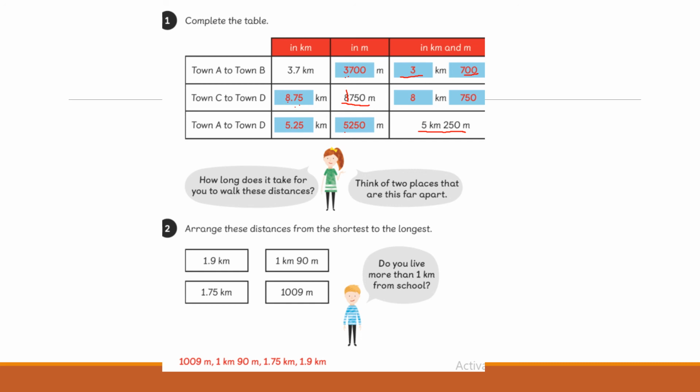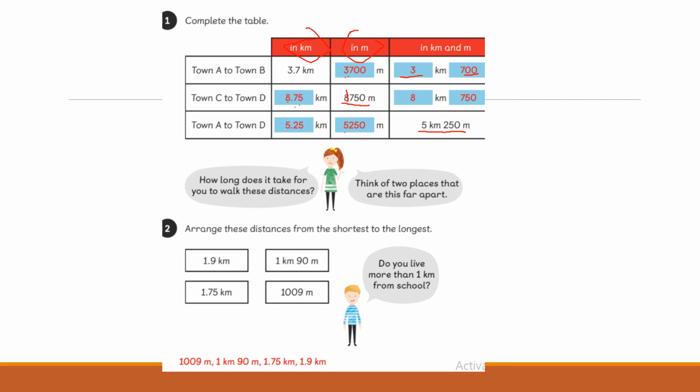On number 2, you could have converted the units of measure whichever way you wanted into any of the options we have here, in kilometers, in meters, or kilometers and meters, and then you should have put them into this order. Remember to show them in their original form, so 1,009 meters was the shortest, 1 kilometre and 90 metres was the second shortest. Third was 1.75 kilometres, and the greatest distance, or the longest distance, was 1.9 kilometres. Hopefully you got these right.